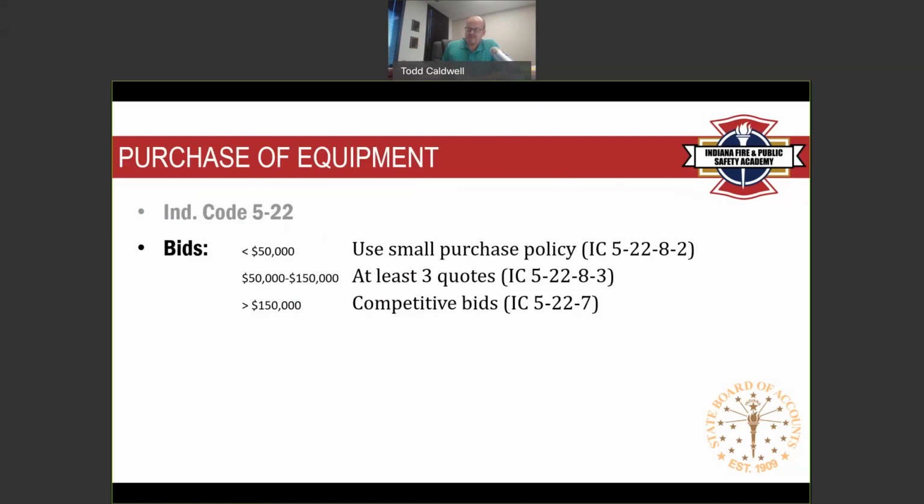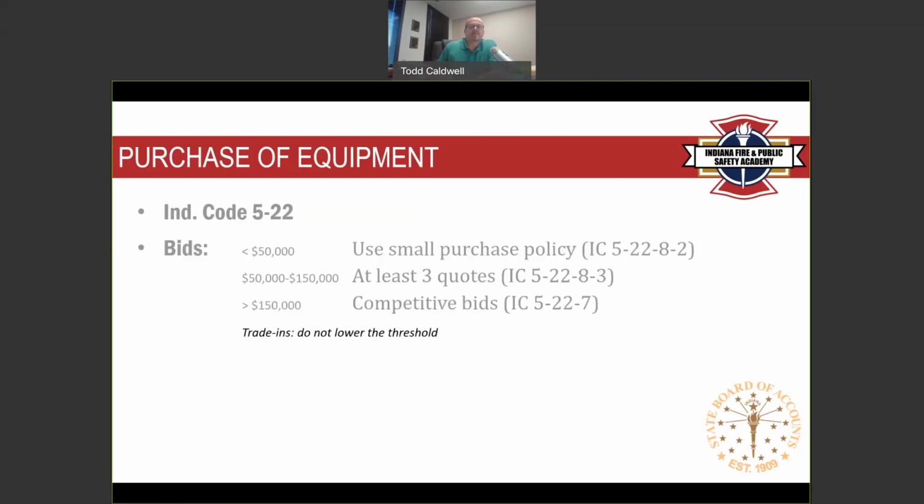If it's greater than $150,000, then 522.7 says you have to take competitive bids, and there's a whole lengthy process involved with that. Advertising, hearings, setting the opening date, the specifications for what you want, the date established for accepting the sealed bids and when you're going to open them, and then awarding contracts. So if you're doing anything on a large scale, like maybe it's a new fire truck and it's going to be more than 150 grand, you want to look at 522.7 for the things that you'll need to do.